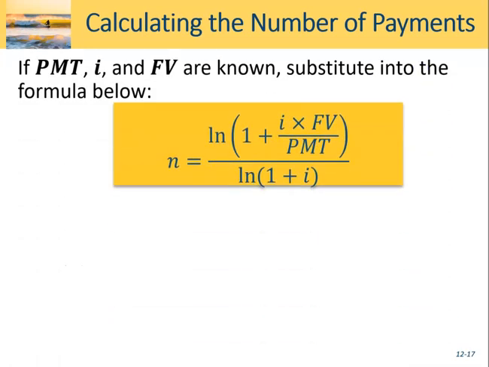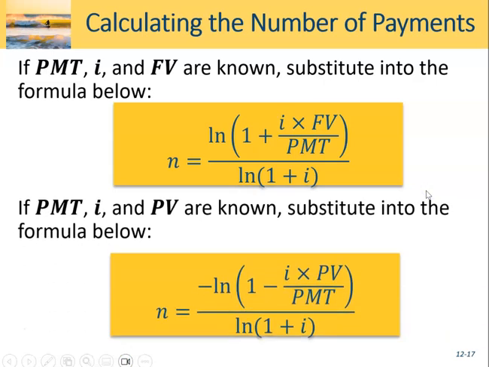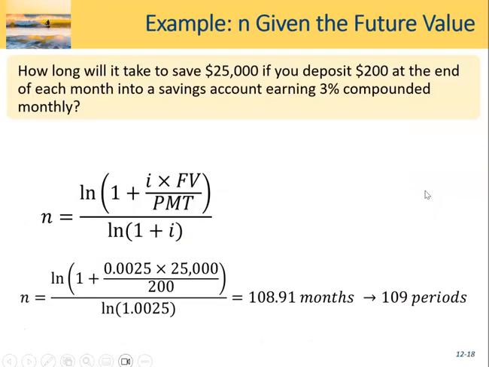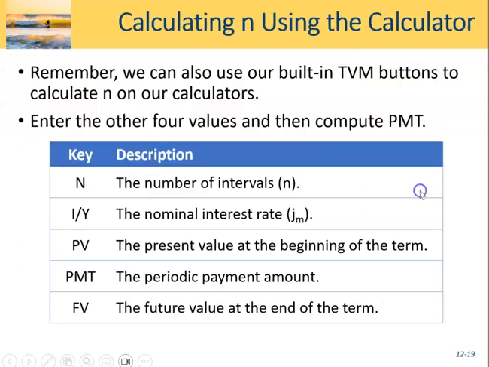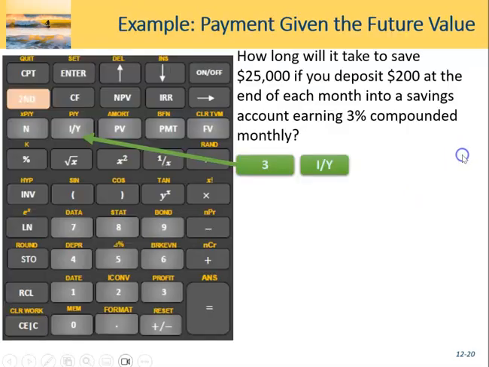So now moving on to the number of payments. We just finished calculating what the payment would be. Now we want to know how many payments need to be made. Again, they're giving us the formulas, but we are going to use our actual calculator. We know what each key stands for, so let's have a look at the question.